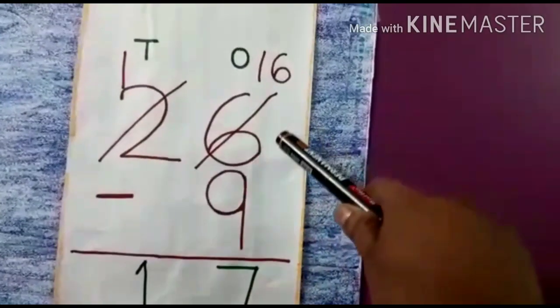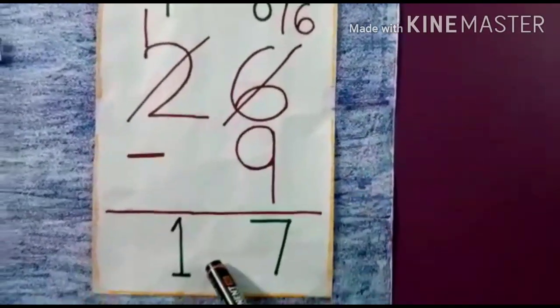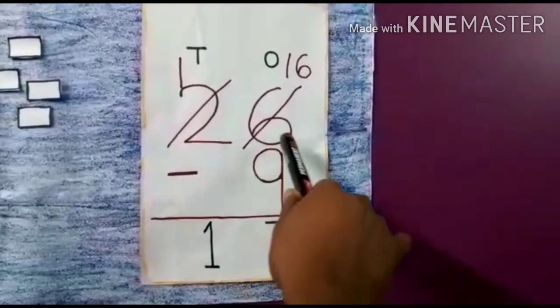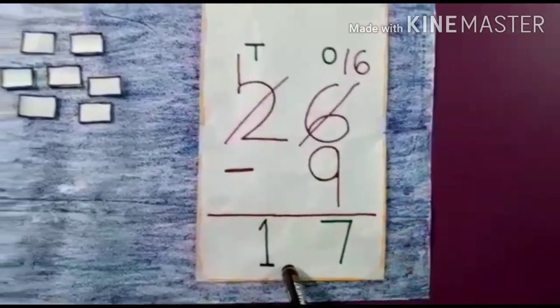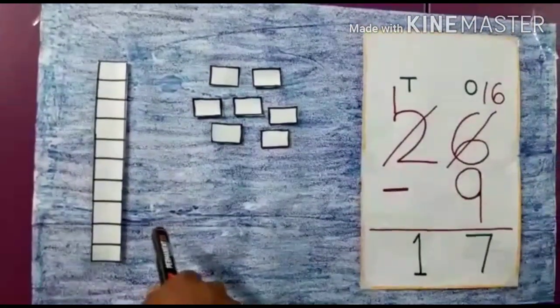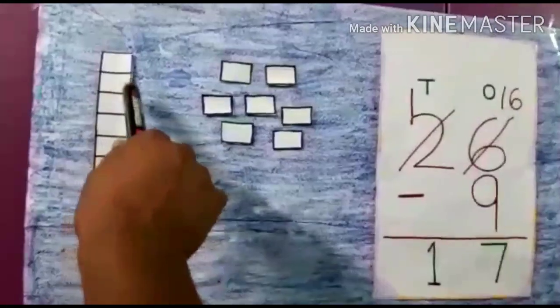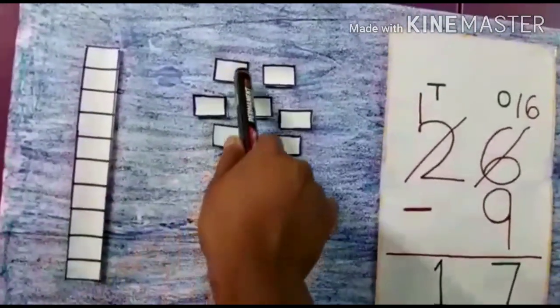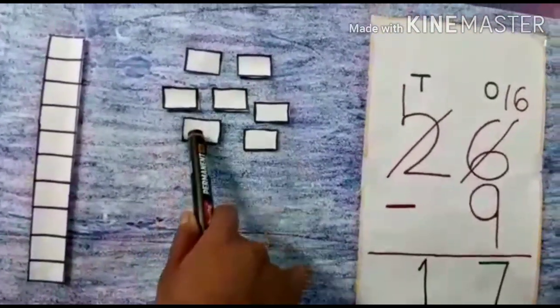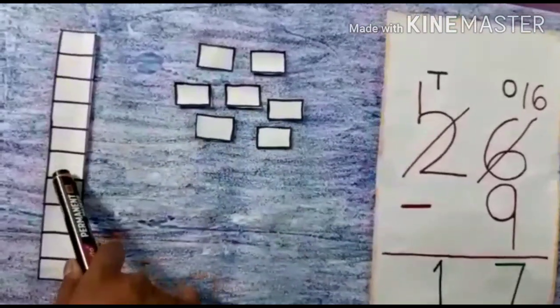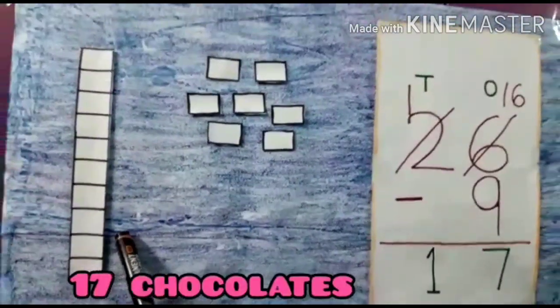So 26 minus 9 is 17. And also you can see here 1 ten and 1, 2, 3, 4, 5, 6, 7. So 10 plus 7, 17. Okay.